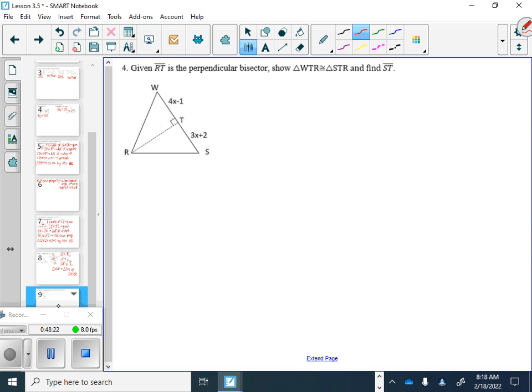Let's see if anyone remembers this. Anyone remember what bisect means? Bisect means it cuts it in half. Write that down. Bisect cuts in half. So a perpendicular bisector cuts the segment in half and it intersects it at a 90-degree angle. That's what a perpendicular bisector is. It cuts the segment in half at a 90-degree angle.